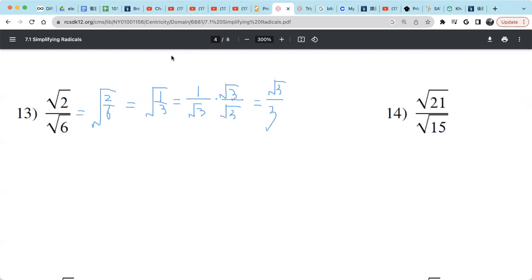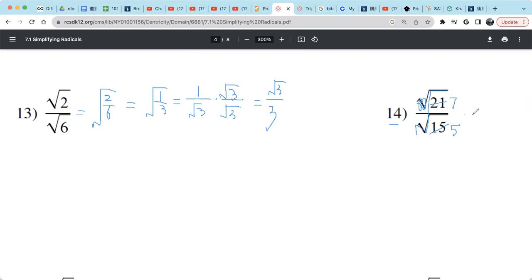Let's see 14. Again, we can put them under a single radical, a single index. So 21, I see 3 as a common factor, right? So the numerator can be simplified as 7, and the denominator is 3 times 5. So I have radical 7 divided by radical 5.